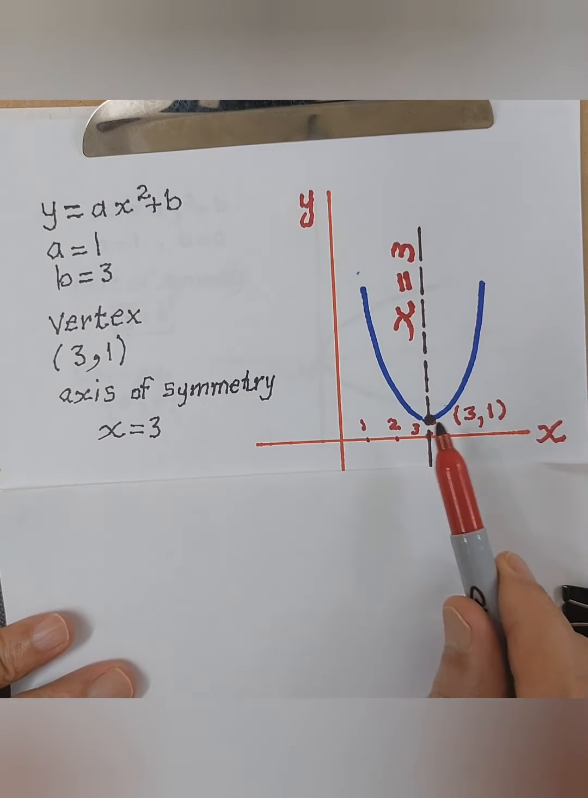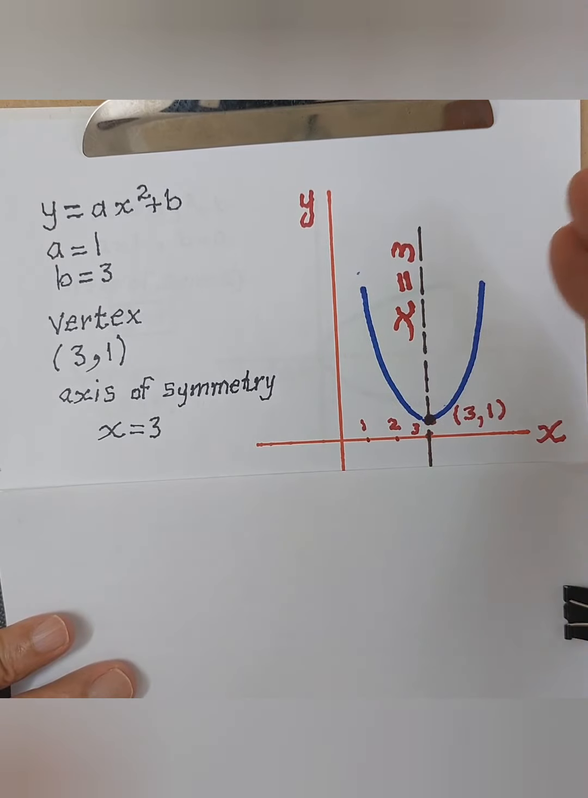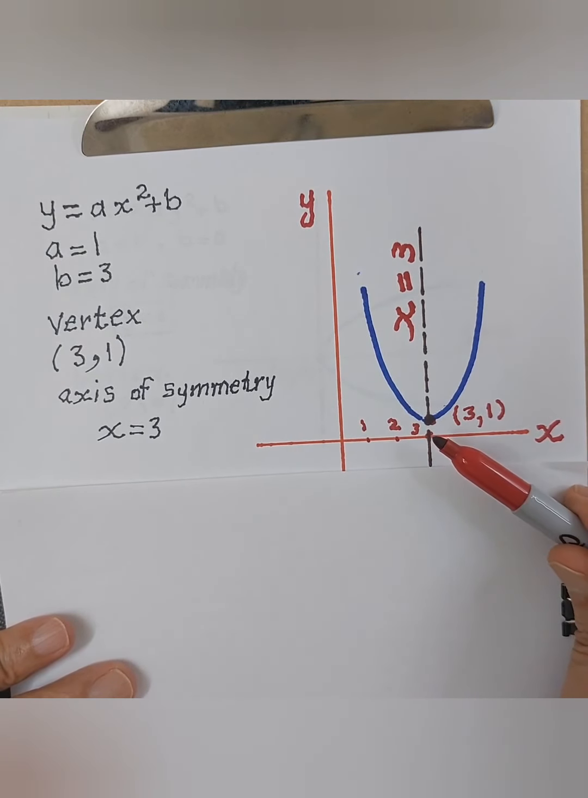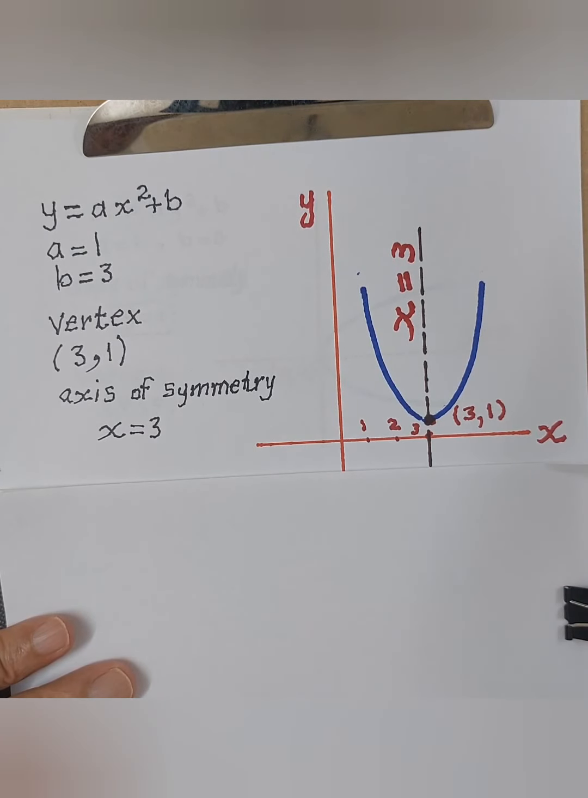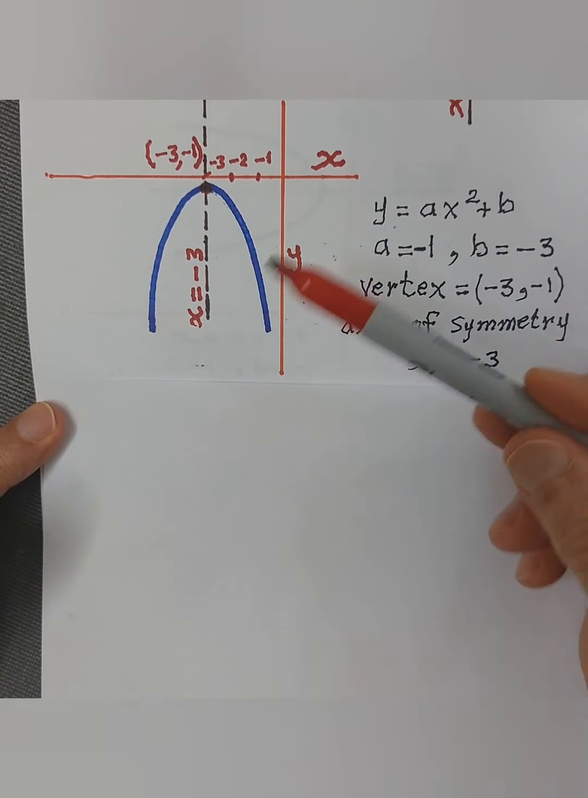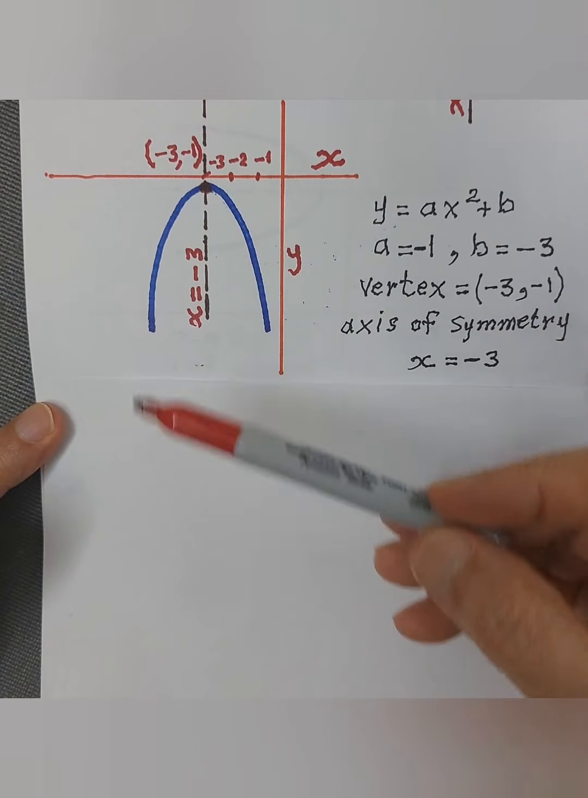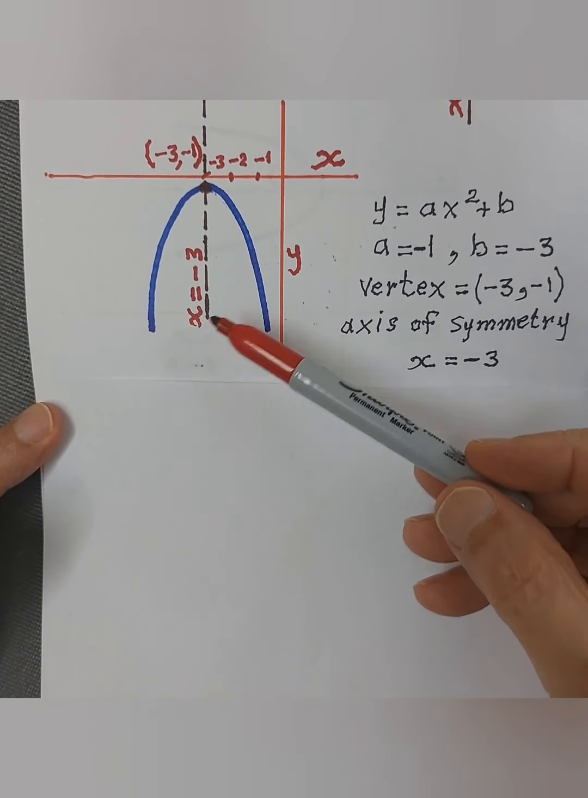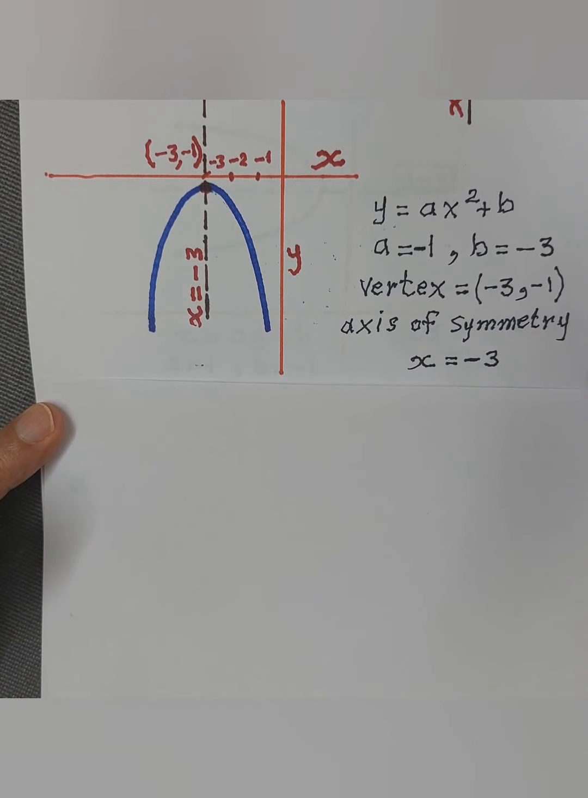See here, as the graph opens upward, that means a is positive. But when a is negative, what is the shape of the graph? It will be downward, open to downward. I'll show you the next graph. You see this graph, it opens downward because a is negative in this graph. So when we study the equation of parabola, we have to know exactly whether a is negative or positive to make sure we draw the graph correctly.